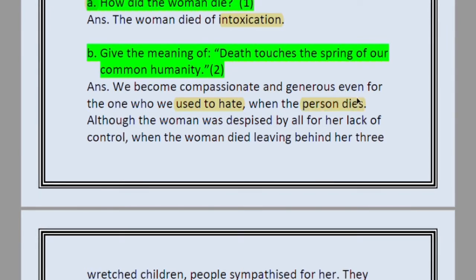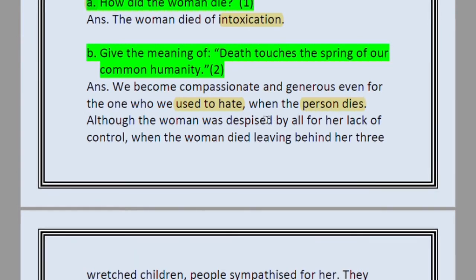What is this line? First line, you're explaining the situation. When a person is dead, you might be hating that person a lot, but when that person is no more, when that person is dead, then you start pitying him, or you start feeling sympathetic towards him. That is what is being said over here.